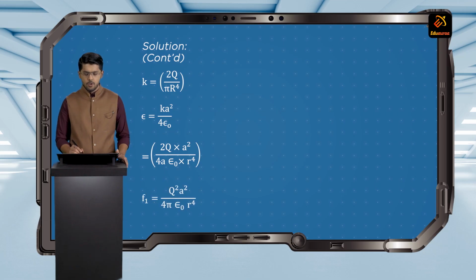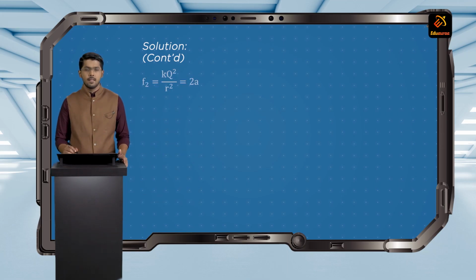So that will be equal to q into the electric field. That comes out to be 2q square into a square upon 4 pi epsilon naught r to the power 4. And let us consider the repulsion force by the other charge placed at the diametrically opposite point. It will have a magnitude kq square by r square, where the separation in this case is equal to 2a. So that will be written as q square by 4 pi epsilon naught into 2a whole square. That reduces to q square by 4 pi epsilon naught into 4a square.